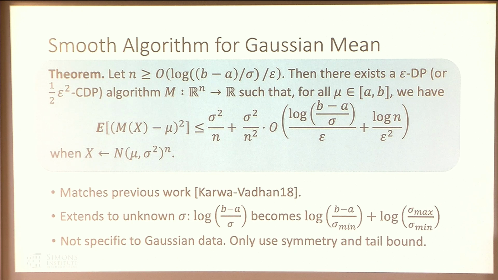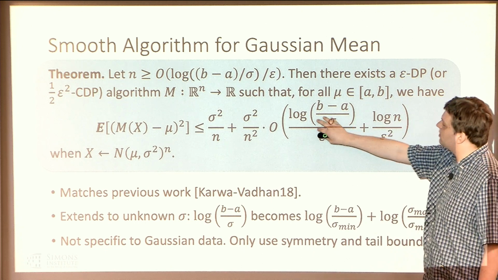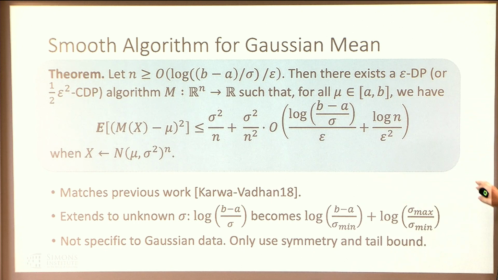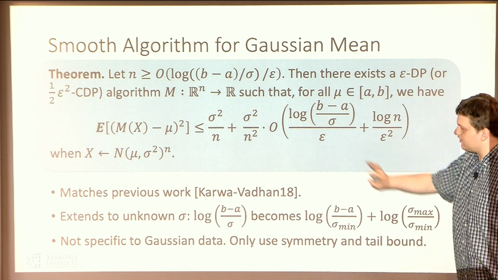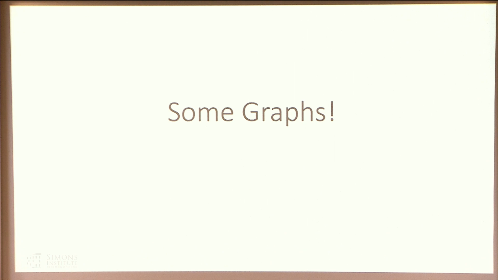As Adam was getting at, there were lots of trade-offs here, so we could avoid this log n, but then this term will become larger. It depends on how this epsilon versus epsilon squared matters. So there are trade-offs here, and for Gaussian data, I think this is the right thing. But the question is, if you have a different distribution, what would you want? What would things look like?